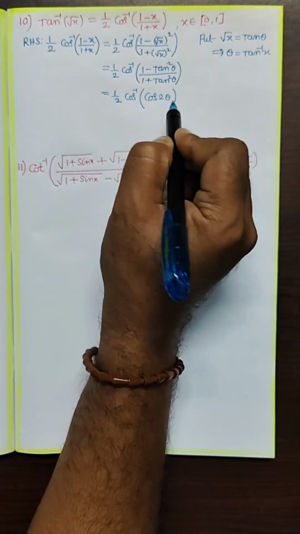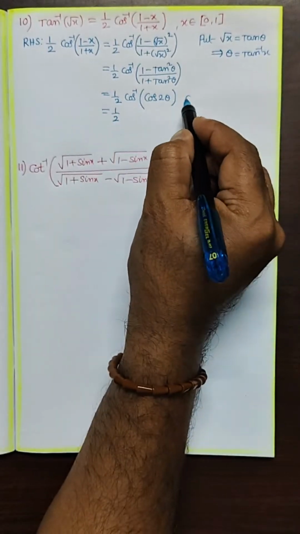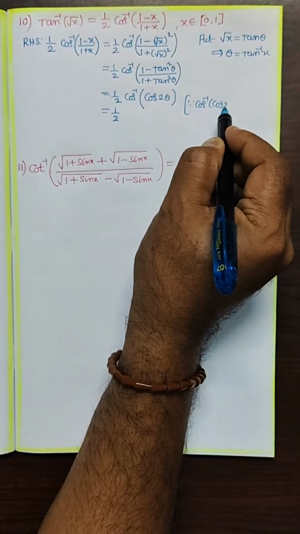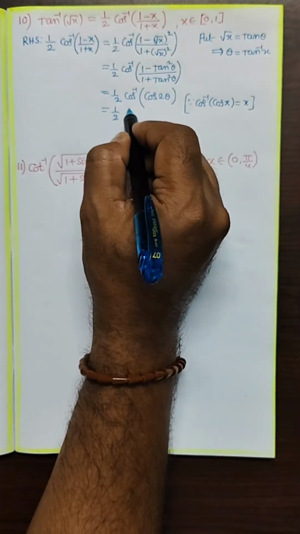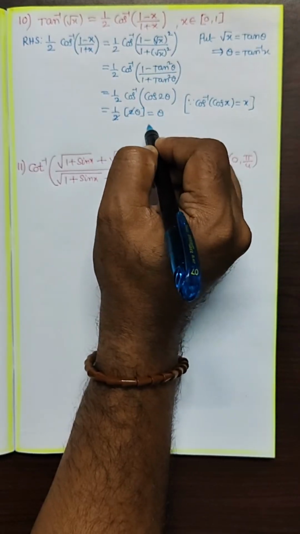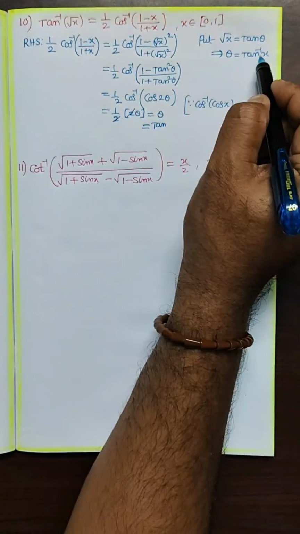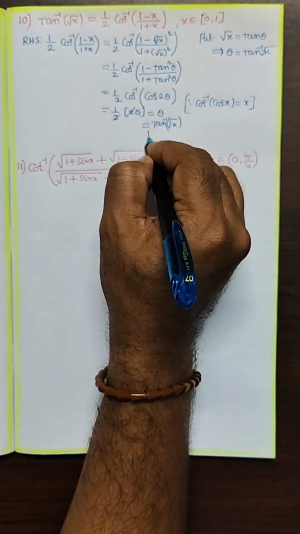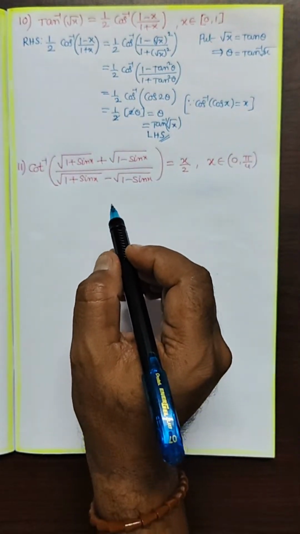So we have the formula cos inverse of cos x equals x. By using this, cos inverse of cos 2 theta is 2 theta. The 2 gets cancelled, theta remains. What is theta? We got it here: tan inverse of root x. So is it equal to LHS or not? Hence proved the result, dear students.